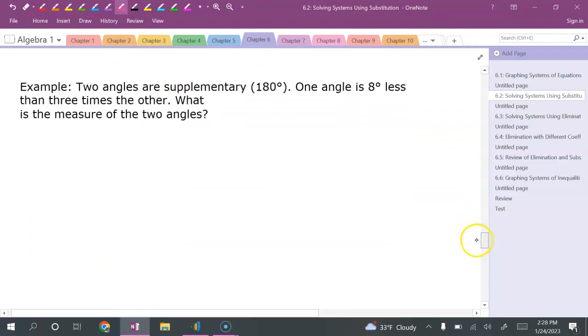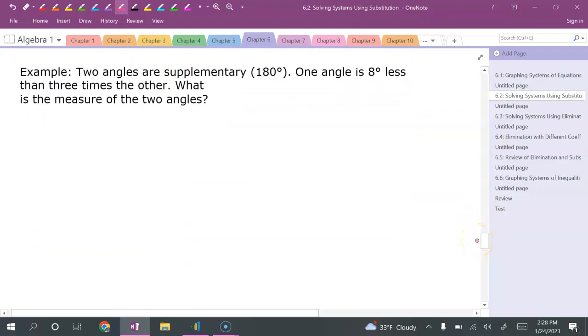For this last example here, we've got a word problem. So we need to read through it, be able to write out our two equations here, and then use substitution to solve it. So it says that two angles are supplementary, which means that they add up to 180 degrees. One angle is 8 degrees less than 3 times the other. What is the measure of the two angles?